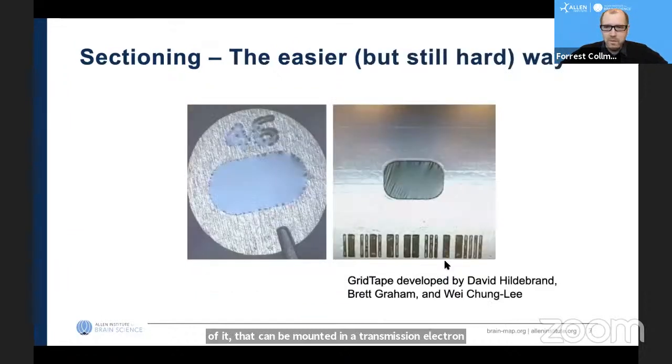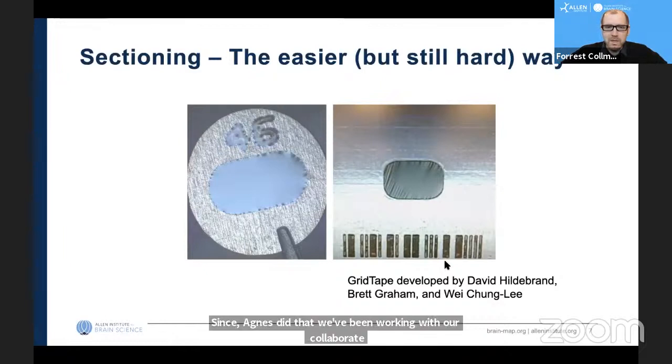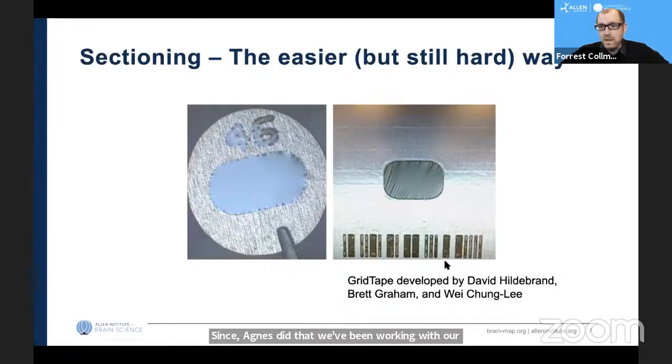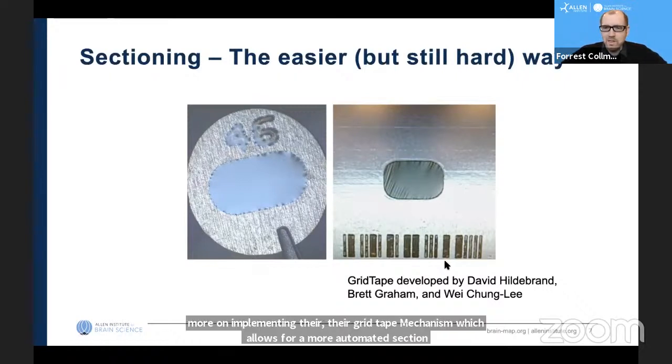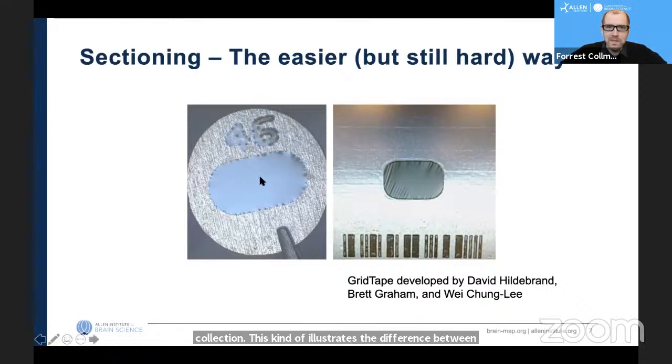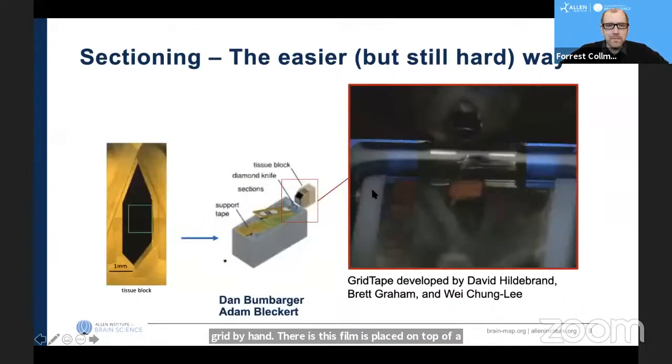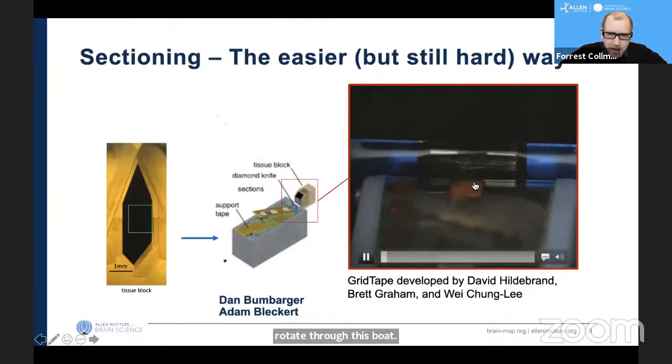Since Agnes did that, we've been working with our collaborators at Harvard on implementing their grid tape mechanism, which allows for a more automated section collection. This illustrates the difference between the two techniques. Rather than holding a single grid by hand, the film is placed on top of a hole on an automated tape, and the tape rotates through this boat.